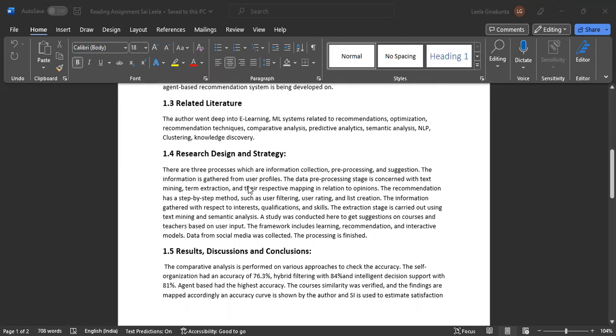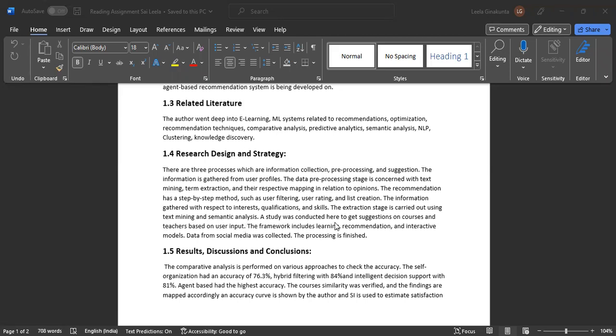The information is gathered from user profiles. The data pre-processing stage is concerned with text mining, term extraction, and their respective mapping in relation to opinions. The recommendation has a step-by-step method such as user filtering, user rating, and list creation. The information is gathered with respect to interests, qualifications, and skills. The extraction stage is carried out using text mining and semantic analysis.